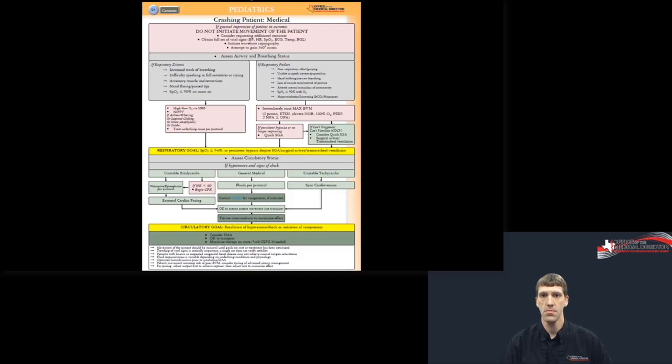So that's crashing patient medical in a nutshell. Again, review this protocol, become familiar with it, and be able to rapidly deploy it from memory.